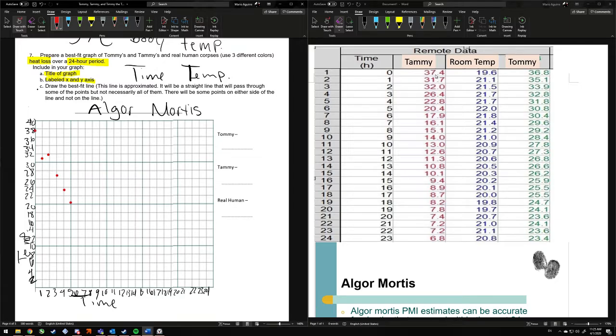So you're going to do that for the rest of the temperatures. I'm just going to go and do that real quick, and then I'll show you guys how to make that line. Okay, so we are on hour number 4 right here. So 20.4 is the next one. Oh, wait. On 5, yeah, 20.4 is the next one.